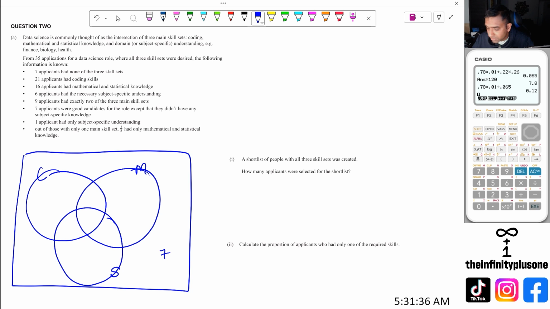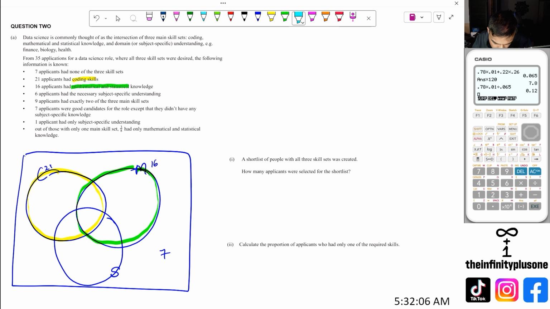21 had coding skills. So coding skills is going to be the yellow circle there. So that's going to be 21 applicants there. So I'm just going to put this 21 at the corner here. Then it says 16 had maths and stats. So that's this part here. This is actually worth 16.